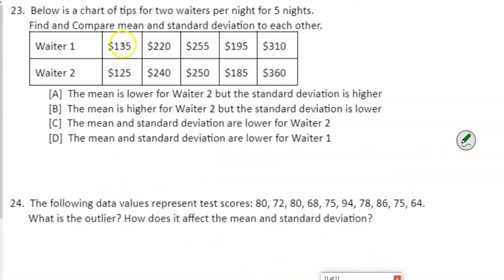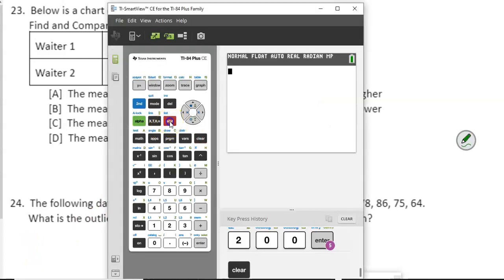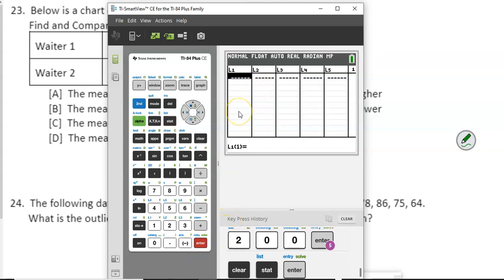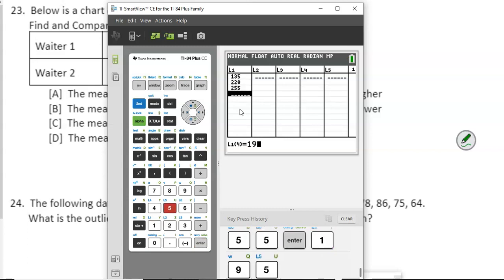Okay, so got a couple more. It says below is a chart of tips for 2 waiters per night for 5 nights. Find and compare the mean and standard deviation for each. So what we're going to do is put all these values in there. We're going to find the mean and standard deviation here. Okay, so we're going to go back to our calculator. So now I'm just going to stat, and we're going to go to edit, because that's where our L1 is. And we're going to put these values in. So you're going to put 135, 220, 255, 195, and 310.